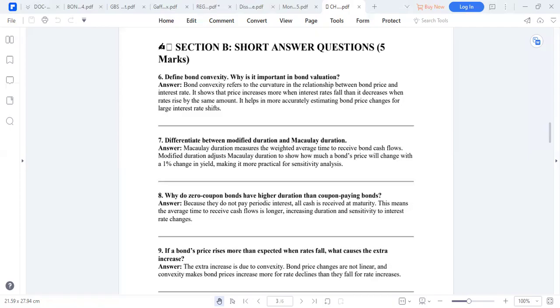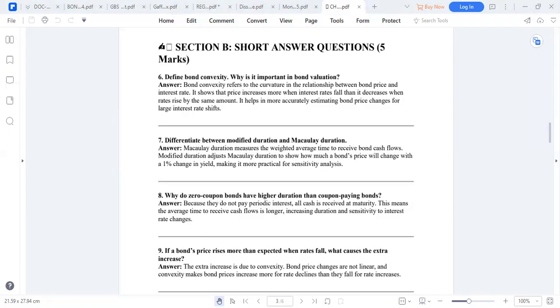Question number 8. Why do zero coupon bonds have higher durations than coupon paying bonds? It's because they do not have periodic interest; the cash is received at maturity. This means that the average time to receive money is longer, so increasing the duration and sensitivity to interest rate changes. That's why zero coupon bonds have a higher duration.